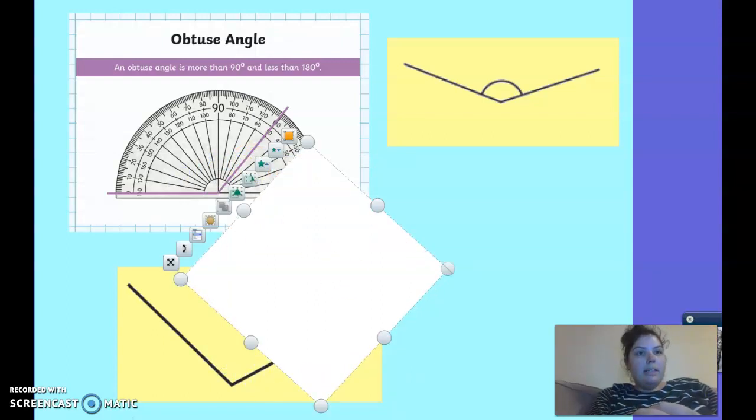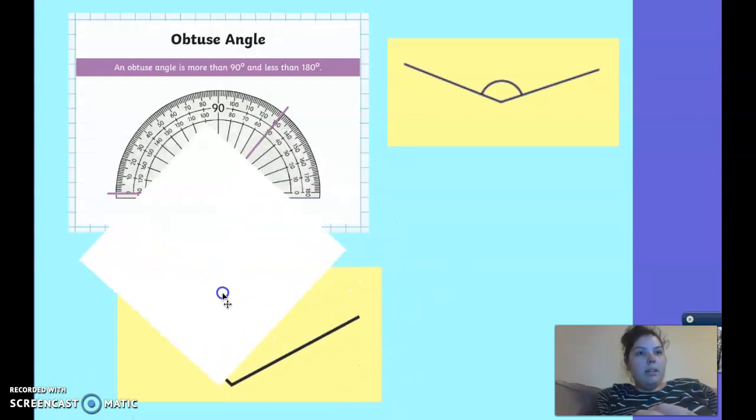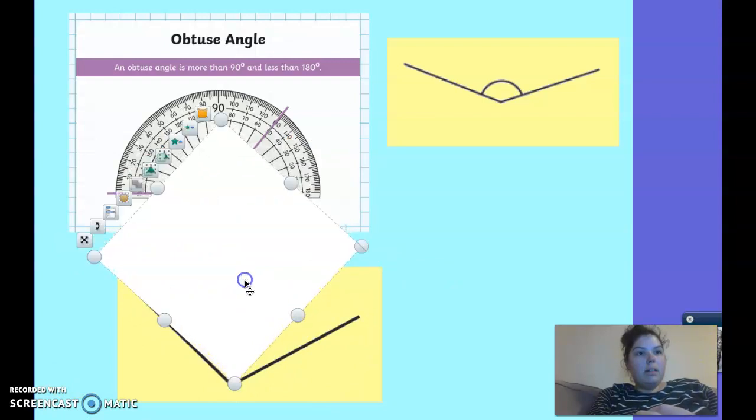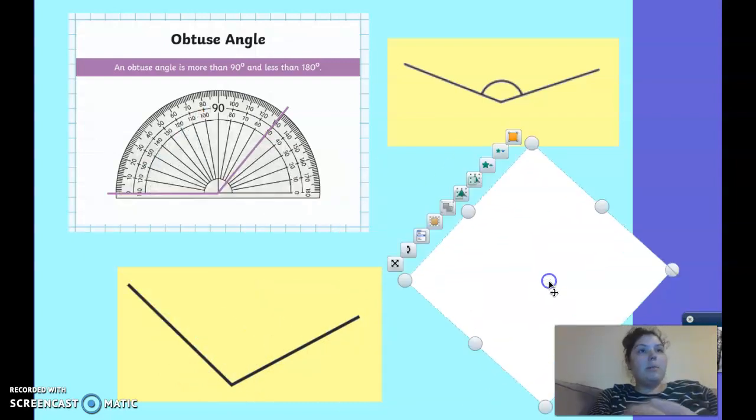So you're going to place it along one of the lines. Okay, and you can see there, it is bigger than a right angle, so we would call that obtuse. Okay, so you've got a similar task now to go and have a go at, but you need to label whether they are right angles, obtuse angles, or acute angles. So you're not just writing bigger or smaller, I want you to use that technical vocabulary.